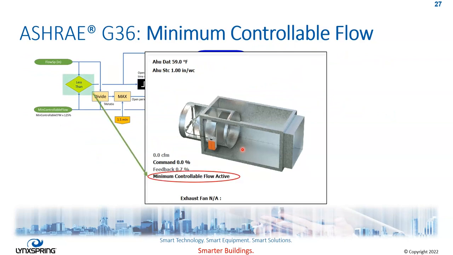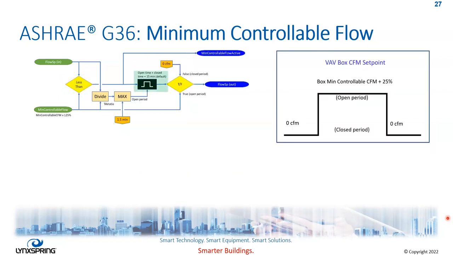This pulse signal is based on a 15-minute cycle divided into an open time, which I think is a minimum of 1.5 minutes that we set, and a close time. The open time is when the flow set point is set to the minimum controllable flow, and the close time is when the flow set point is set to 0. This cycle continues until the normal set point rises above the minimum control value, and once you are back into normal settings, it will disable this minimum controllable flow.